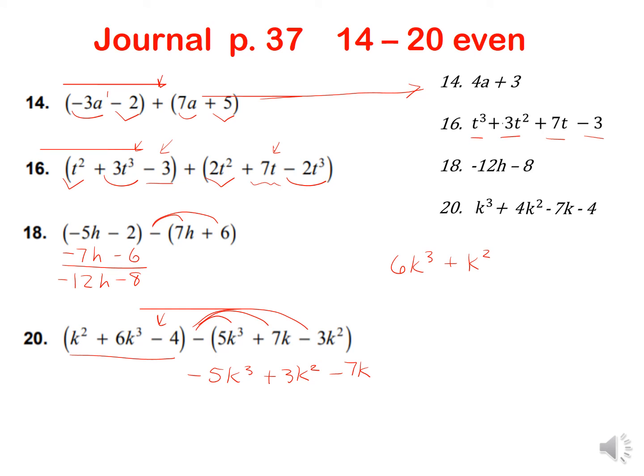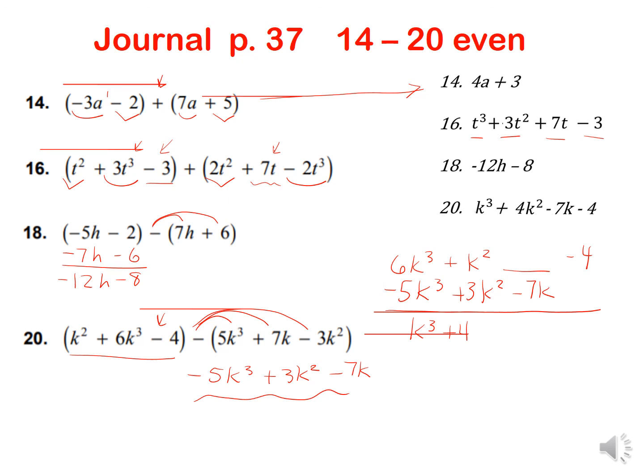So I'm going to leave a blank here. And then I'm going to put minus 4. Then I'm going to bring these up here that I already had. Negative 5k cubed plus 3k squared minus 7k, and there's no constant in that polynomial. So now I can combine. I get k cubed plus 4k squared minus 7k minus 4. And there's your answer. That's the end of this video.